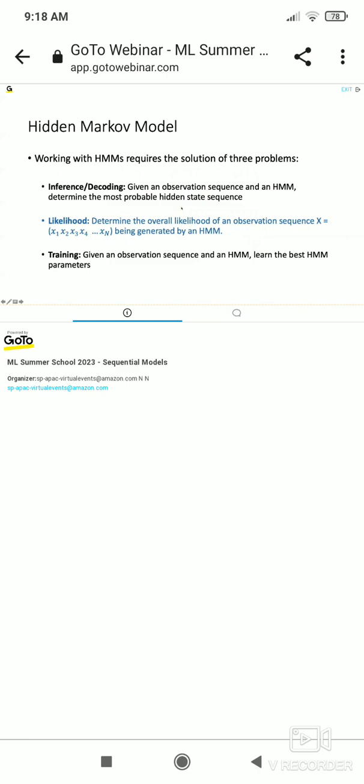And the second problem is the likelihood computation problem. Here, the goal is to determine the likelihood of the data, p theta of x1 up to xn, given the observation sequence x1 to xn. Since we don't have access to the hidden states, we have to marginalize over all possible hidden state sequences. Summing over all possible state sequences could be computationally expensive.